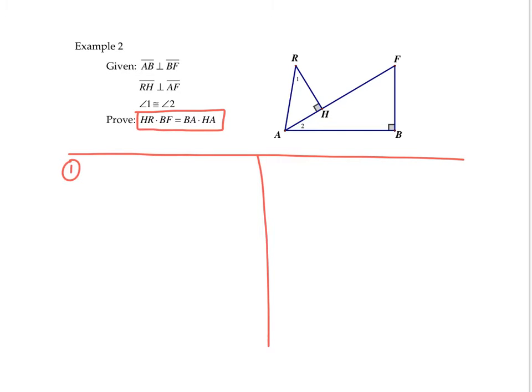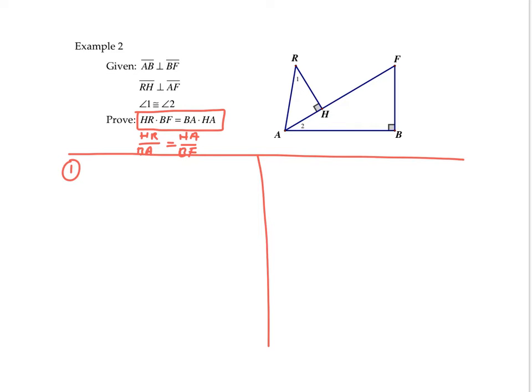This statement that the length of line segment HR times the length of line segment BF is equal to the product of the length of line segment BA times the length of line segment HA actually comes from a proportion. Imagine if you first saw this proportion, HR over, not BF, but over BA equal to line segment HA over line segment BF.